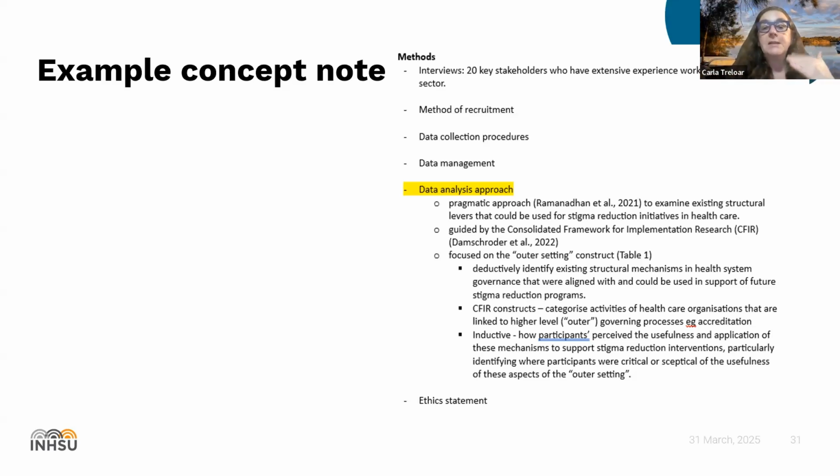I'm going to use some deductive analysis to think about how those structural mechanisms that I'm interested in align with the CIFA constructs. And I'm going to use some inductive work about how participants perceive the usefulness and applications of these mechanisms for stigma reduction interventions. So this needs to be in your full paper, a nice solid paragraph of your approach to analysis.